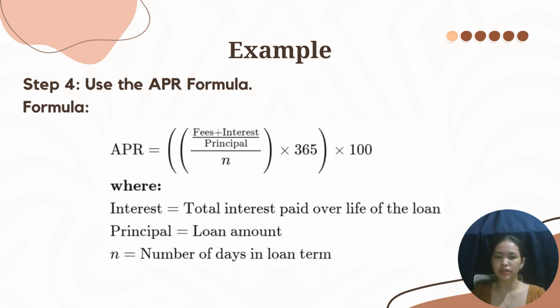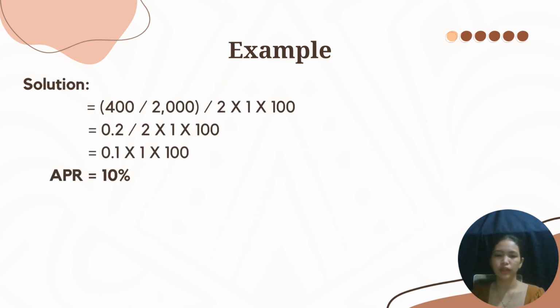And the last step is we need to use the APR formula. Here's the solution to that. We have here 400, which we got from step 3, divided by 2,000, which is the principal amount, divided by 2, which is the number of days in loan term, times 1, times 100, and the total is 10%. Based on the APR calculations, we can see that even if the interest rate on the loan is only 5%, the real annual cost is 10% when all charges are included.